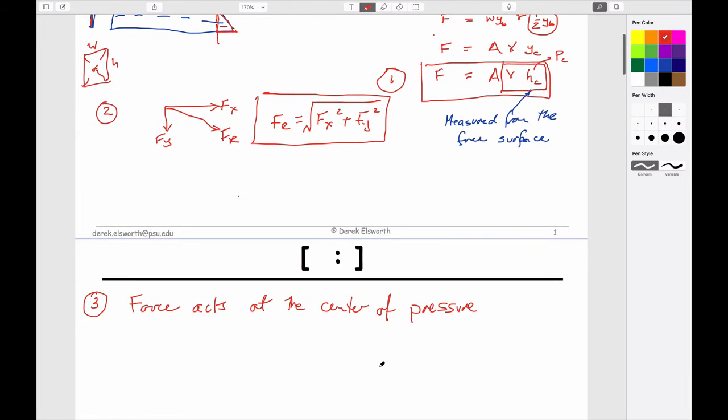And also, maybe we should also write this. The center of pressure, C of P, is not generally equal to the centroid. Very important.